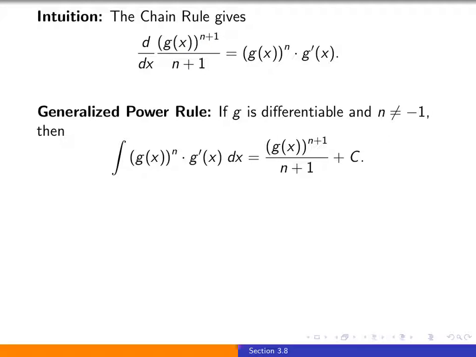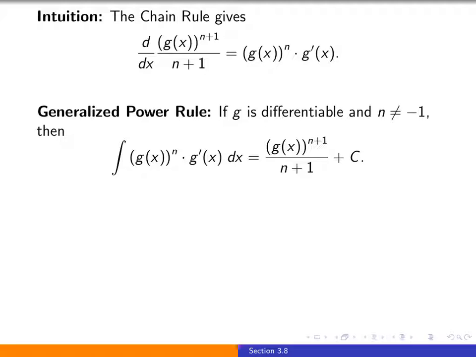What the chain rule would tell us to do is differentiate the outside function. So the n plus 1 comes down front, the n plus 1's cancel, the new power is n, and then we multiply by the derivative of the inside function. So that tells us that g of x to the n plus 1 over n plus 1 is an antiderivative of g of x to the n times g prime of x. So if we ever see this form for the integrand, we can undo it with this generalized power rule.